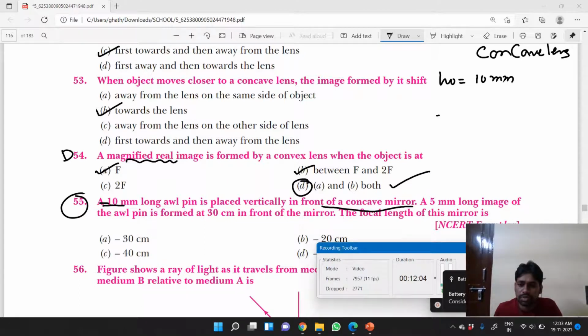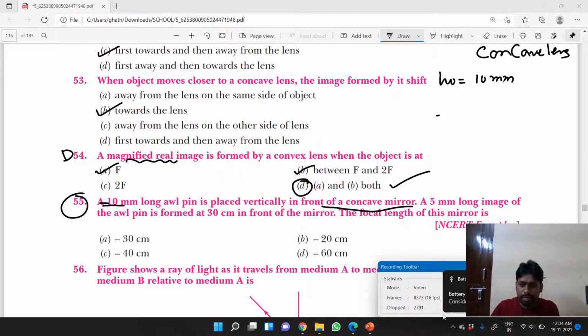Wait a moment, I just put this. Sorry for the disturbance.